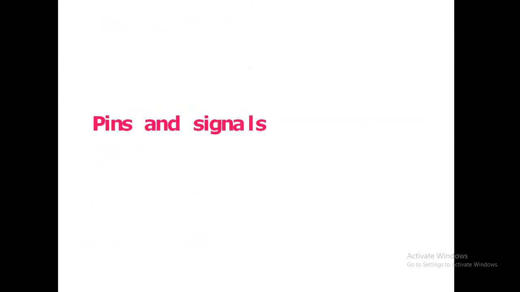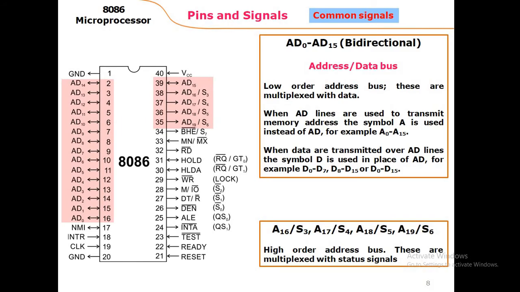Next we will discuss the pin diagram of the 8086 processor, or what pins and signals are available in the 8086 processor. Here you can see the 8086, as I said, is a dual inline package with 40 pins. Out of 40 pins, the first pin is ground, pin 40 is VCC, and pin 20 is also ground. For better use, there are 2 pins acting as ground.